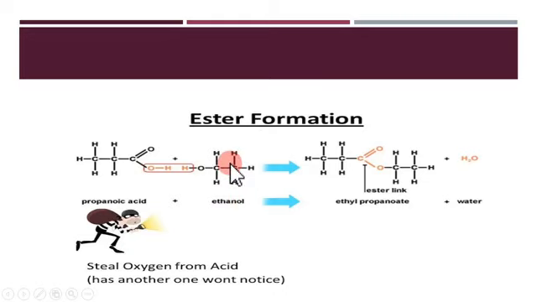Now when we form an ester, we take the OH from the carboxylic acid and we take the hydrogen atom from the alcohol. The best way to think about it is we'll always take the oxygen from the carboxylic acid because it has 2 of the oxygens, so it won't notice. So it's more like we are taking from the rich to feed the poor.